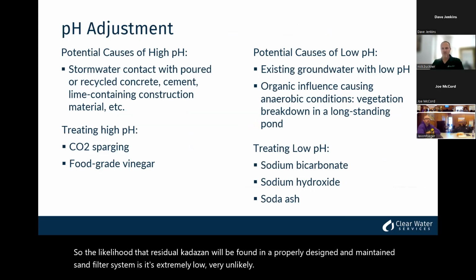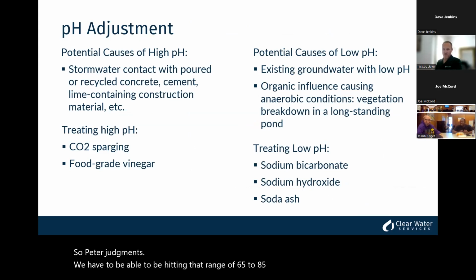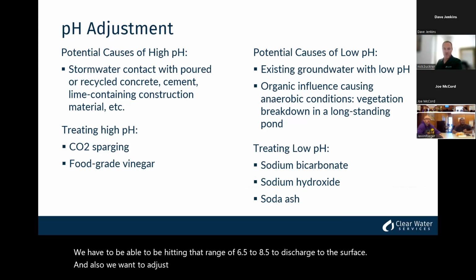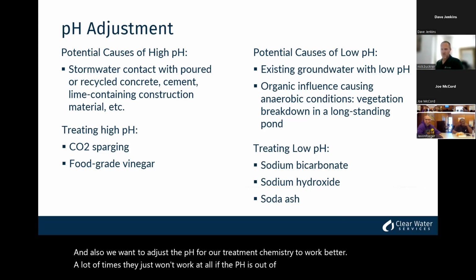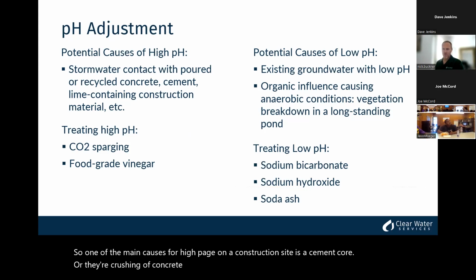So pH adjustments, we have to be able to be hitting that range of 6.5 to 8.5 to discharge to the surface. And also we want to adjust the pH for our treatment chemistry to work better. A lot of times it just won't work at all if the pH is out of whack. So one of the main causes for high pH on a construction site is a cement pour, or they're crushing up concrete or something along those lines.